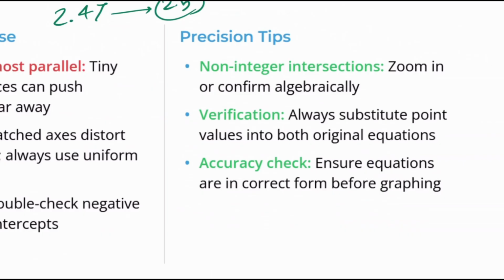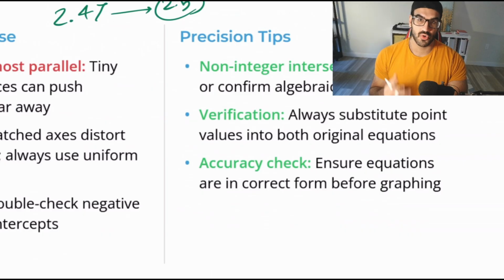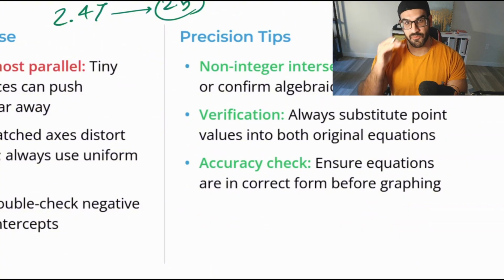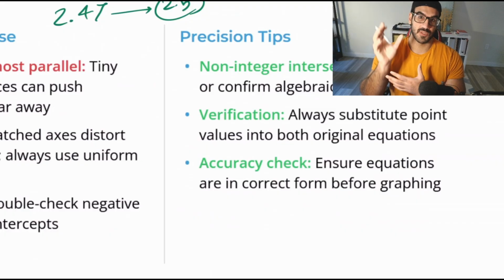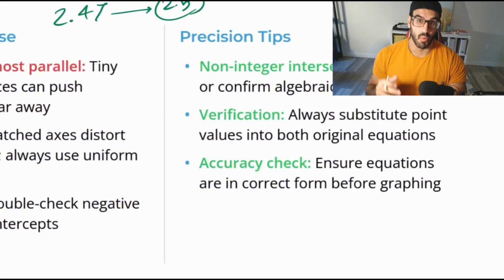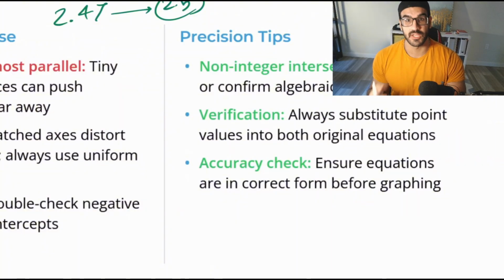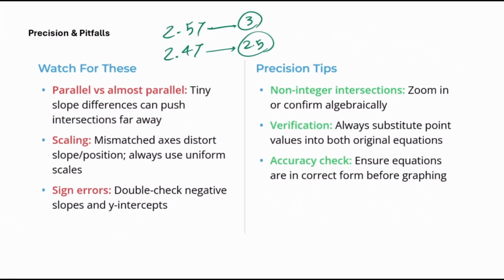And try to make sure the equations are going to be in the correct form before graphing. I told you y equals mx plus b for the first one and the second one as well. If you are following another format, make sure that the specific format is going to be the same for both of them, because at the end you're going to find the wrong number itself.